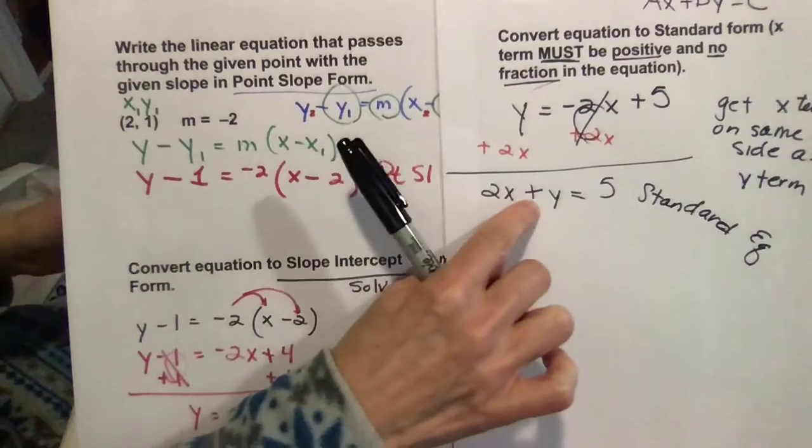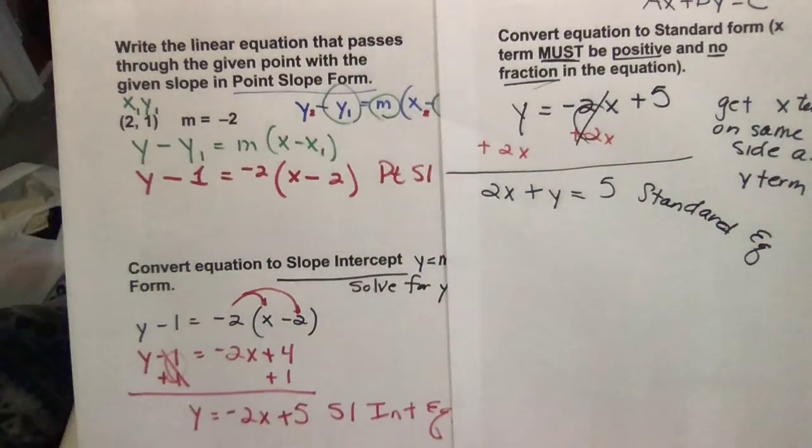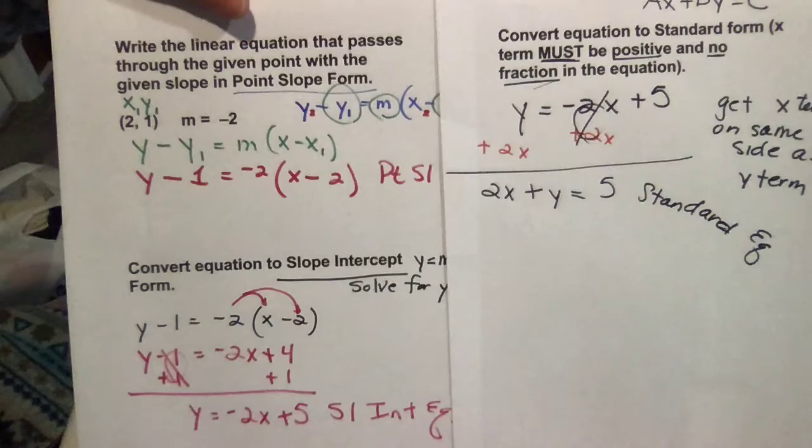in the form of ax plus by equals c. And we are done. And in this case, we don't have any fractions, which is great, so we don't have to worry about getting rid of any fractions. Okay, so let's try one more that contains a fraction.